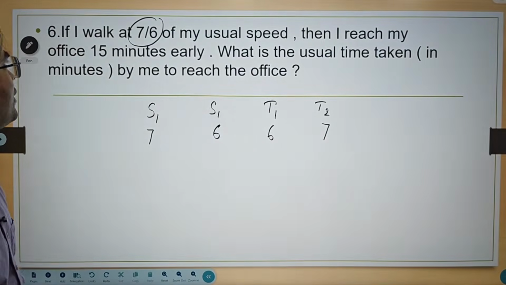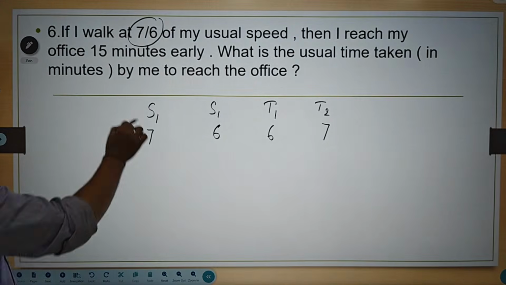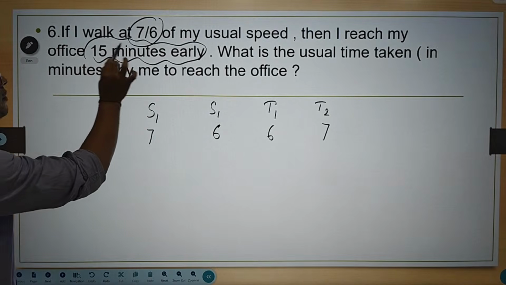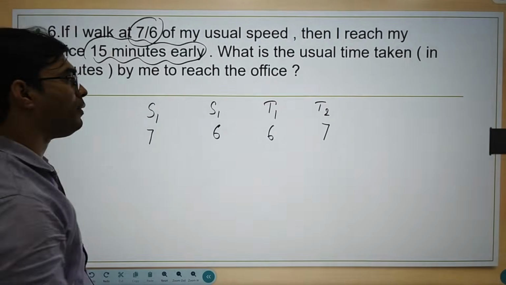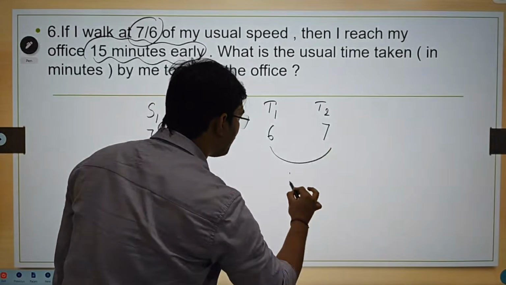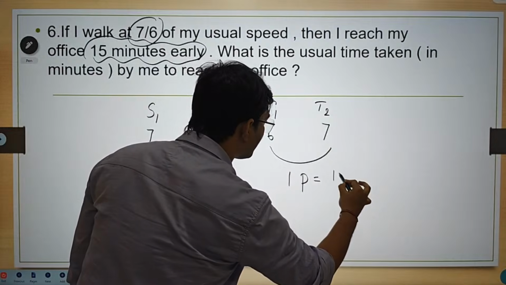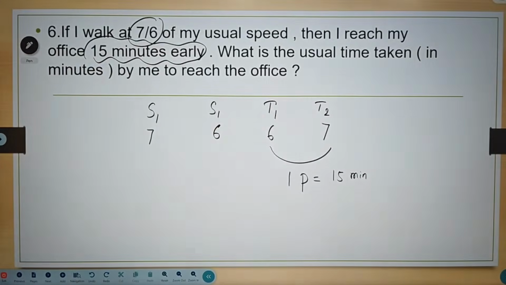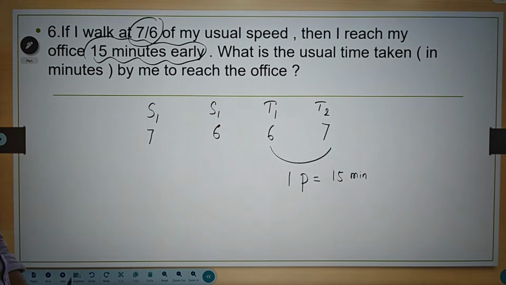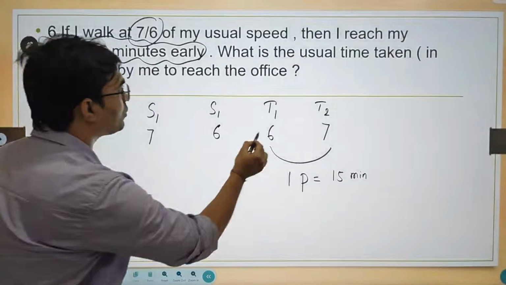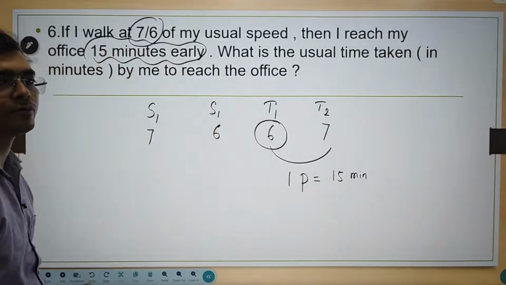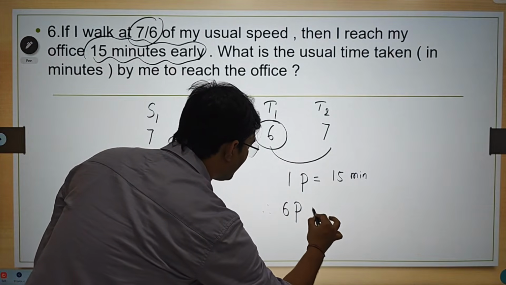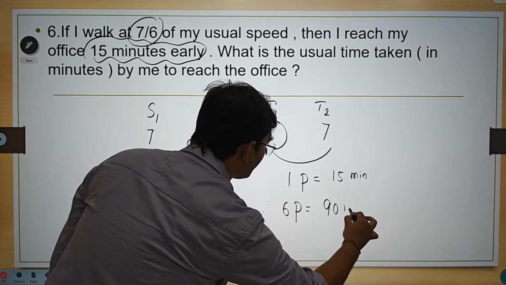What next point is given? Then I reach my office 15 minutes late. So can I say that the difference of both the time is given as 15 minutes? What is the difference of both the time here? 1 part. So this 1 part is given as 15 minutes. If the value of 1 part is given as 15 minutes, what are we supposed to find out? Find the usual time taken, which is this 6 part. If 1 part is 15 minutes, the value of 6 part will be 6 into 15, which is 90 minutes.